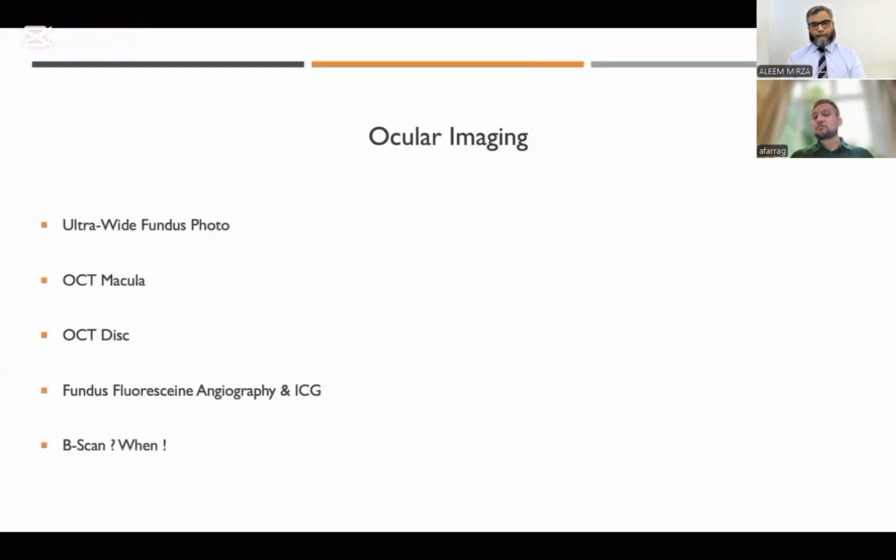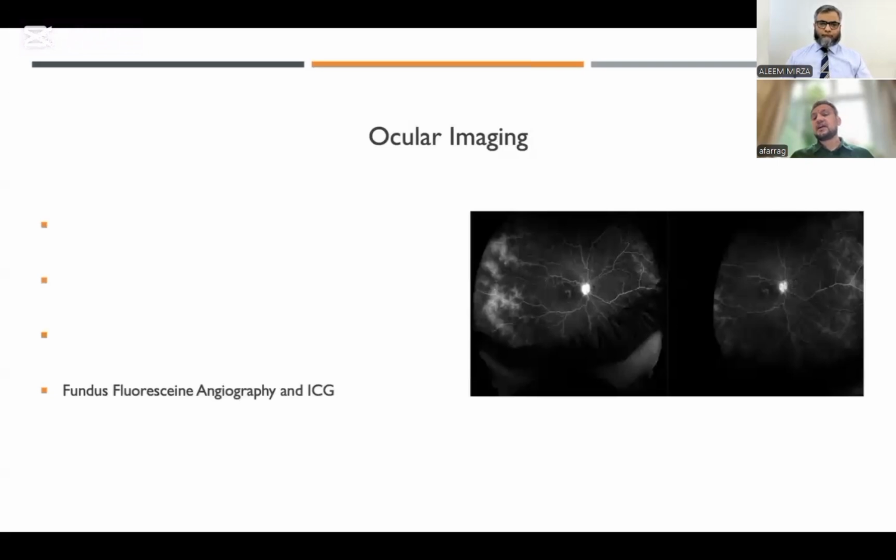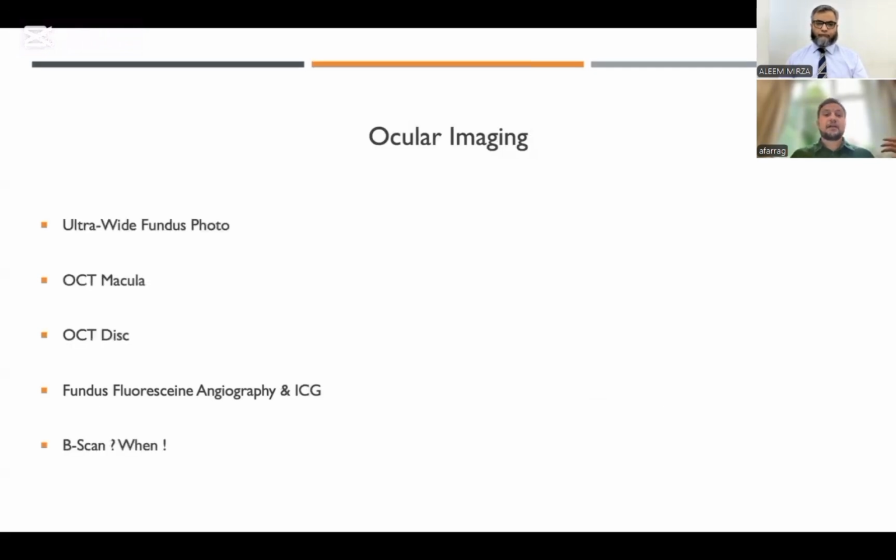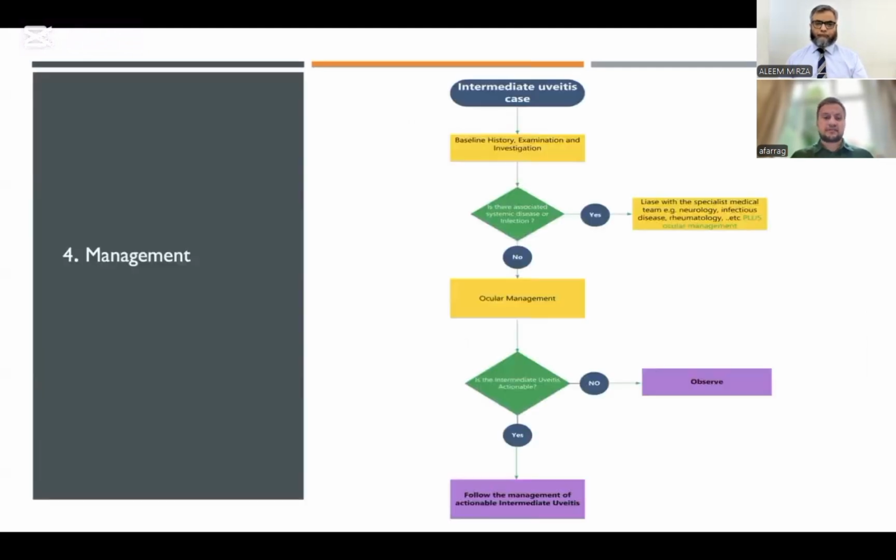And fluorescein angiography and ICG to detect peripheral vasculitis or any signs of vasculitis. Indocyanine green angiography: there is no strong evidence for it as a standard thing, but from my own experience, I do it, and it was useful many times to diagnose sarcoidosis cases. B-scan, if there is no view of the posterior segment or a very bad view, or you suspect a mass.